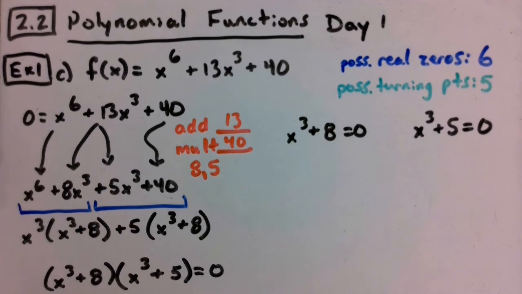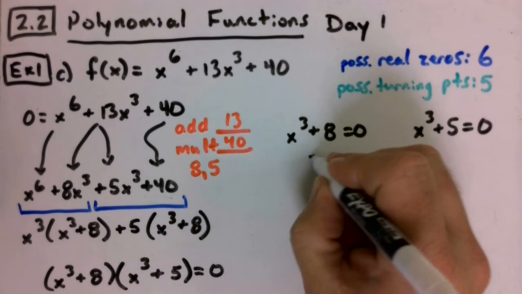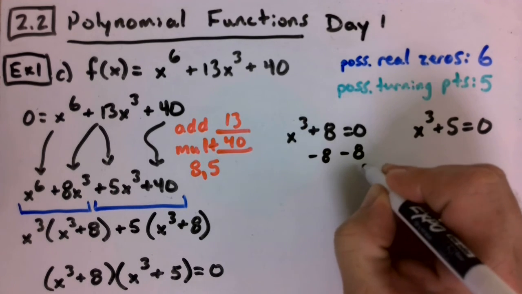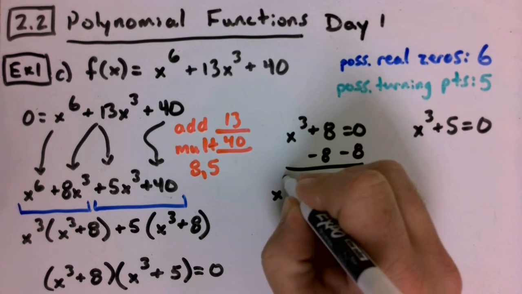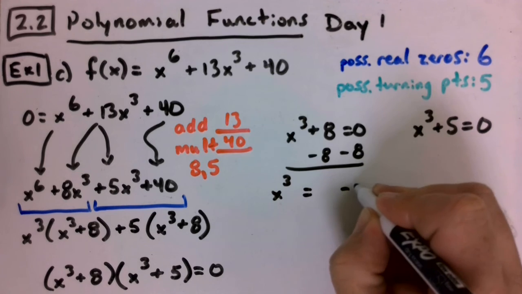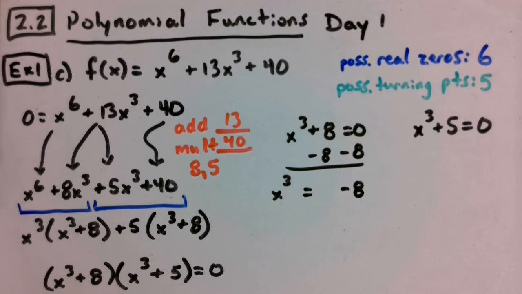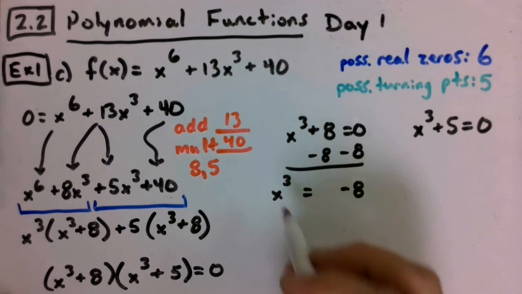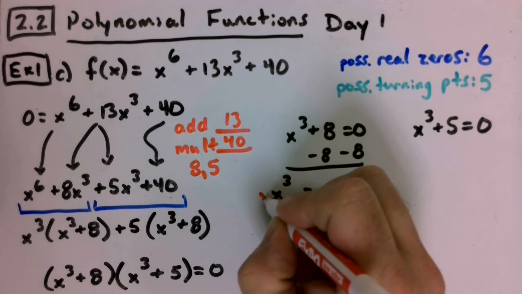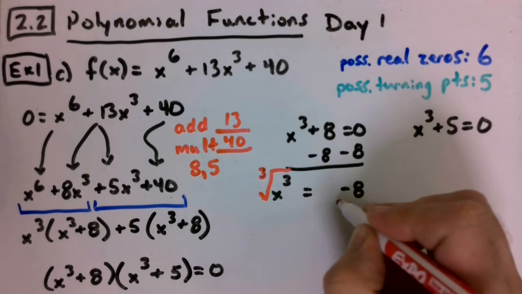So here's our two equations. Let me go through and solve. I'm going to subtract 8 on both sides to start with. That's going to give me x to the third is equal to negative 8. And then to get rid of the cubed, we do need to do a cube root on both sides.